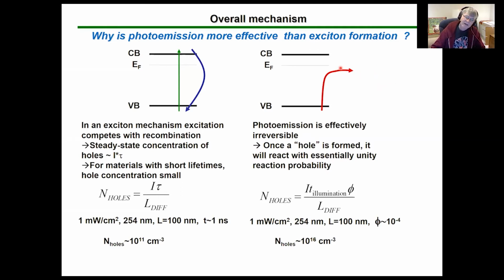And the important thing is that even though this process is relatively inefficient, it is completely irreversible. Normally, when you think about exciting across the band gap of a material, and you're going to argue that this is somehow photochemically reactive, that photochemical reactivity is controlled by the competition between the rate of excitation and the rate of recombination or other depletion of those electrons.